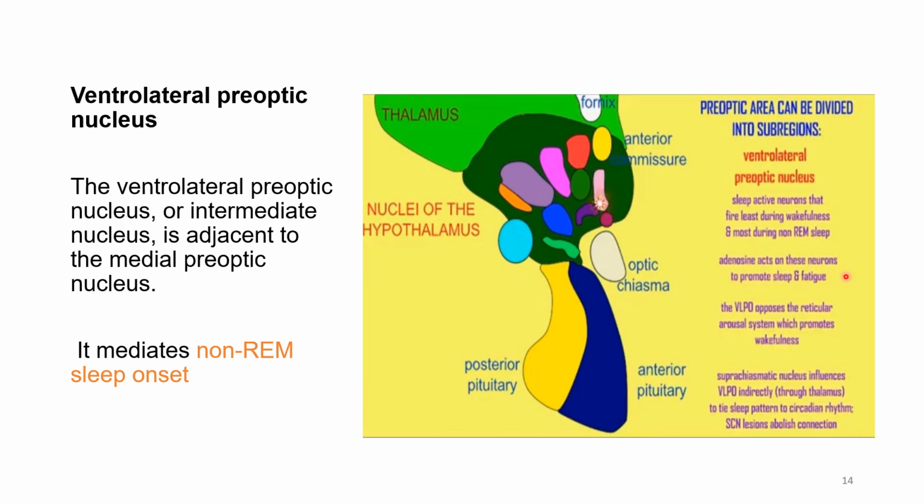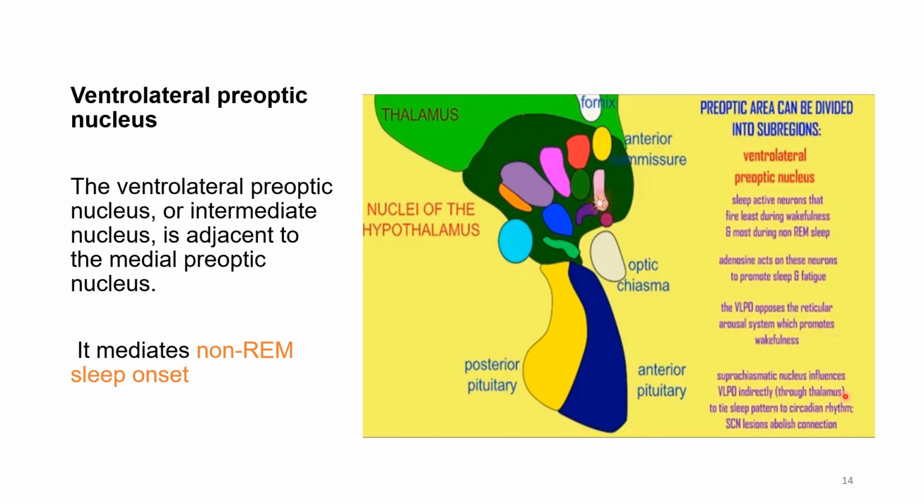Adenosine acts on these neurons and it will promote sleep and fatigue. The ventrolateral preoptic nucleus opposes the reticular arousal system, which promotes wakefulness. So, in our body, we have two systems to maintain wakefulness and to induce sleep. The reticular activating system, that is RAS, will promote wakefulness, whereas VLPO, that is ventrolateral preoptic nucleus, will promote non-REM sleep.